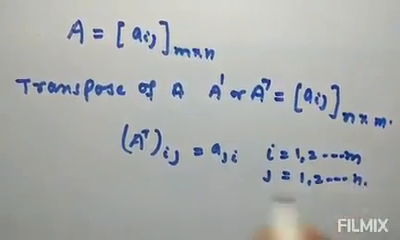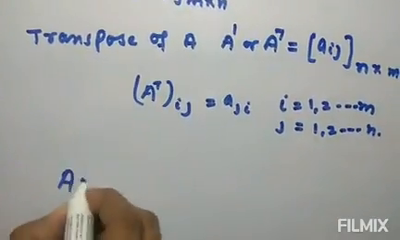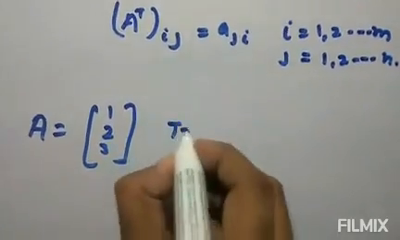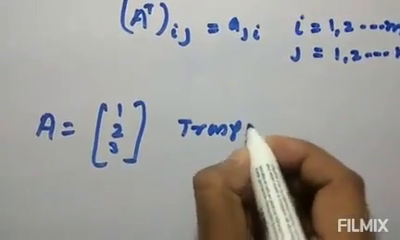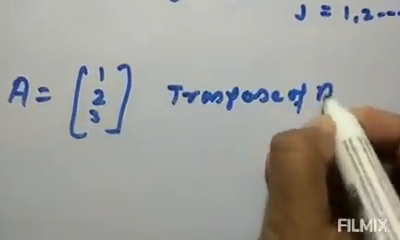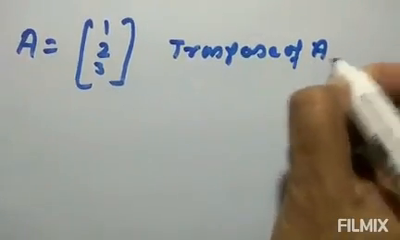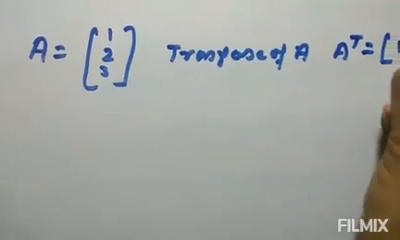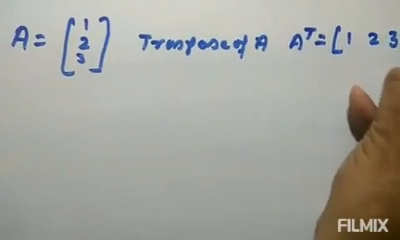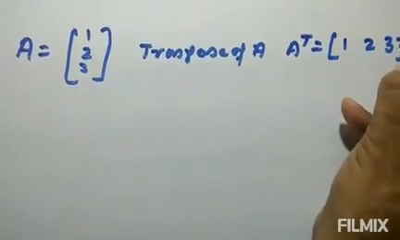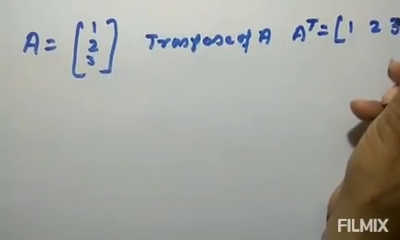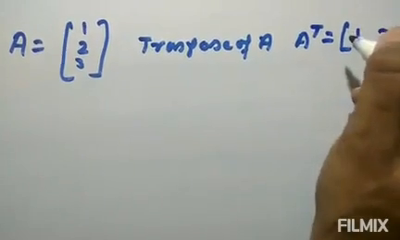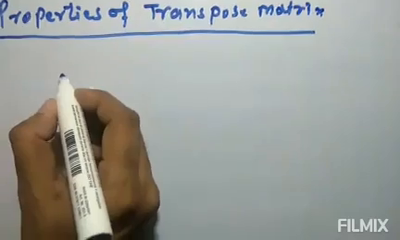In short, suppose A is a matrix 1, 2, 3. So transpose of A, it means A dash, A T equals to 1, 2, 3. Means by changing its rows into columns and columns into rows, we obtain the transpose of a matrix.